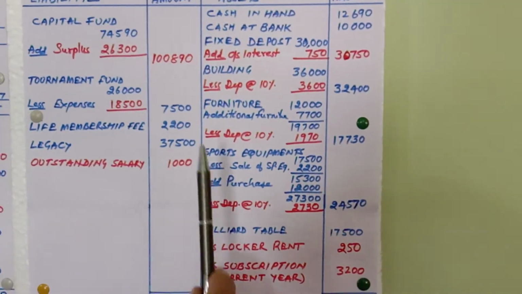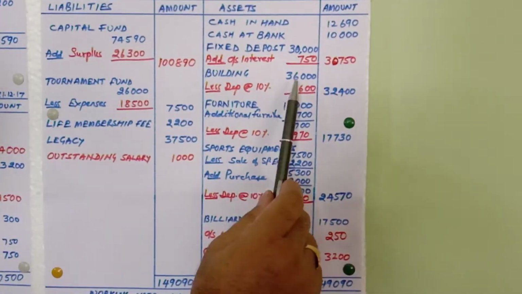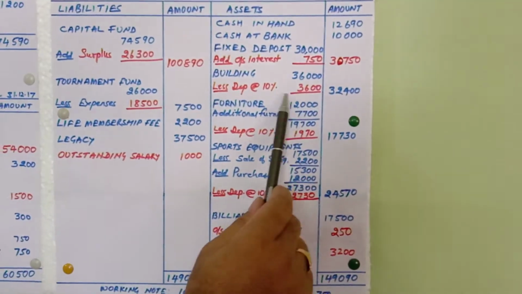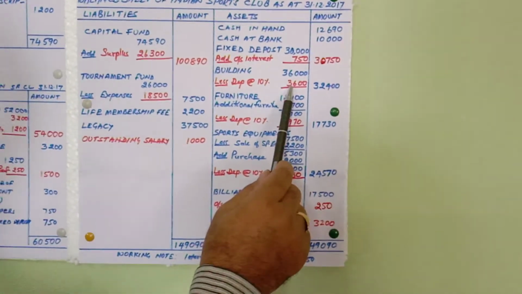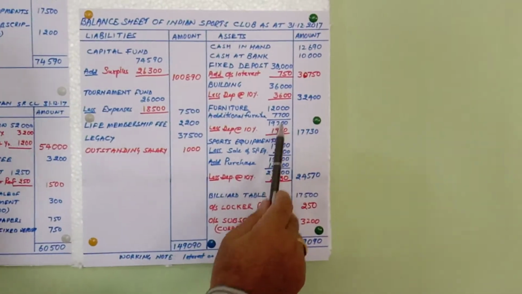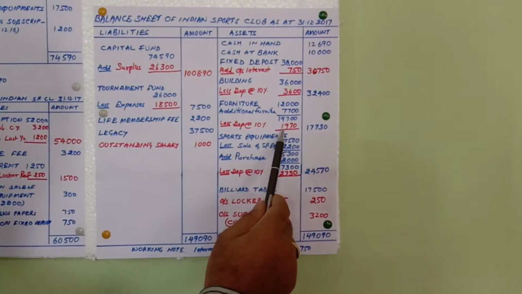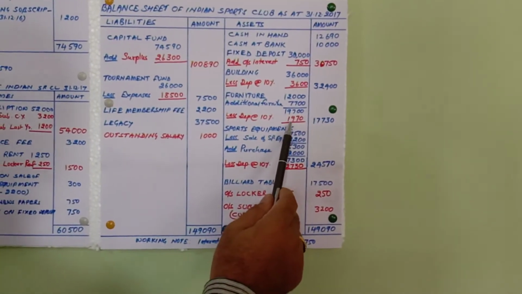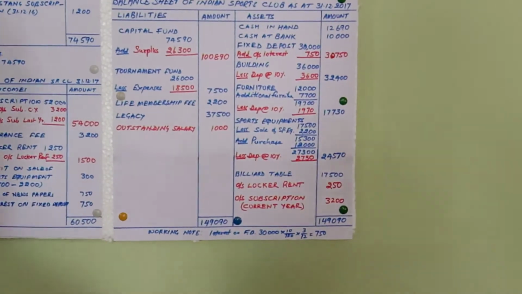Now for example, building is there 36,000, 10% on this will become 3,600. Okay, so this is the outer column figure. Similarly, total of the furniture is 19,700, so 10% will become 1,970. So you write on the outer column after minusing that.